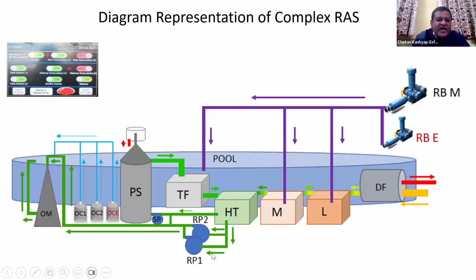So this is the holding tank. From here the water gets pumped. Here you have a protein skimmer. Here you have oxygen concentrators. Then a mixing cone and the water comes back. The blue lines that you see are all aeration lines.